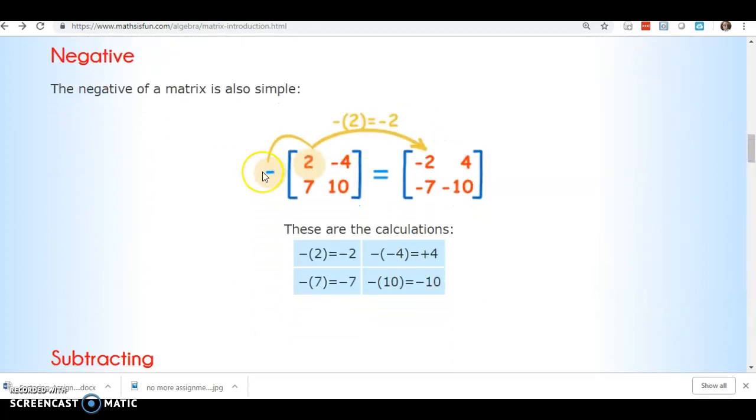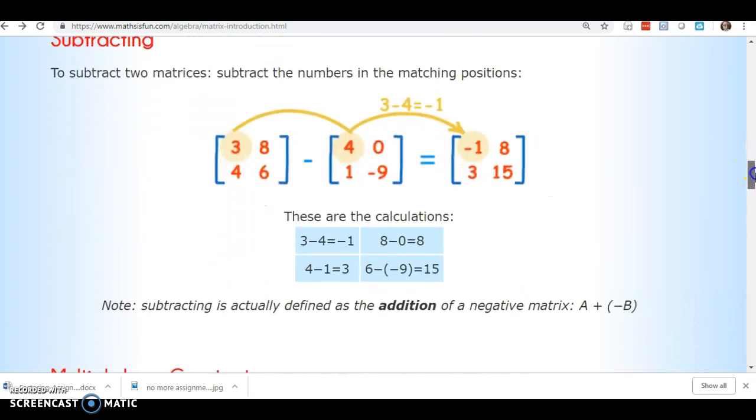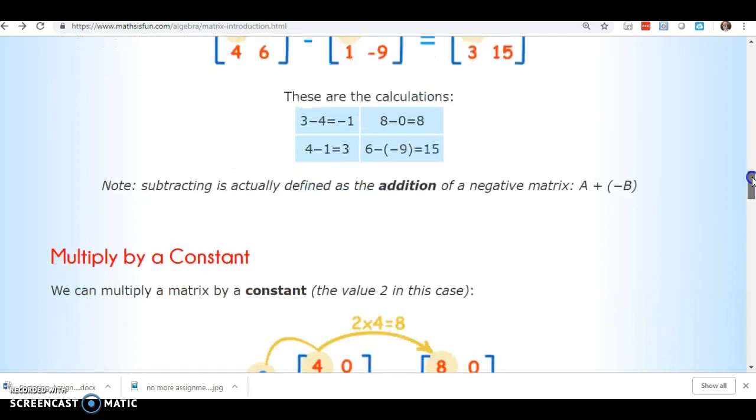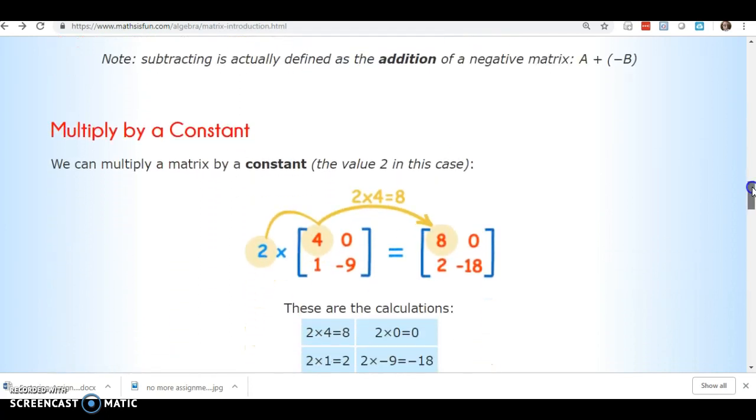You can negate a matrix, which is just like the distributive property. So if I negate a matrix, all the signs are just the exact opposite. You can subtract 2 matrices, which again, is going to be like the distributive property, but we're just going to do 3 minus 4 is negative 1. 6 minus negative 9, that would turn to positive, so 15. They're just keeping everything in the same place.